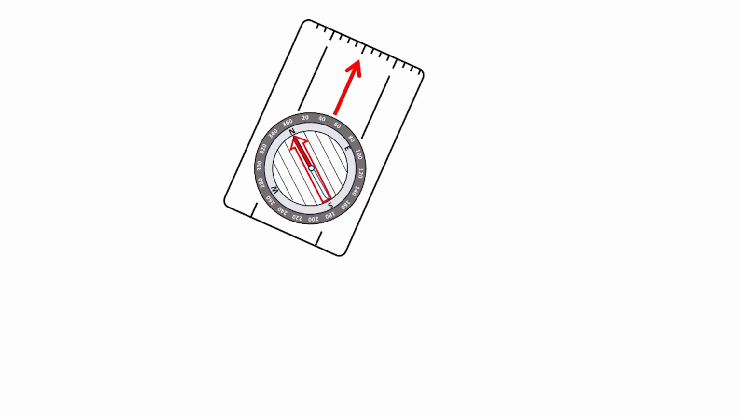We have used the grid north of the map to help us navigate, and all we have to do is follow the direction of travel arrow, the big red arrow on the compass, and we will eventually get to point B.